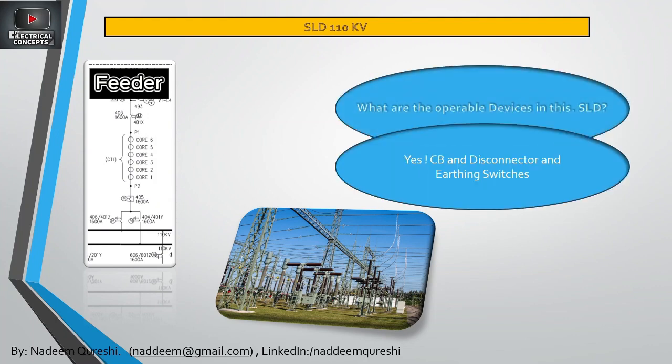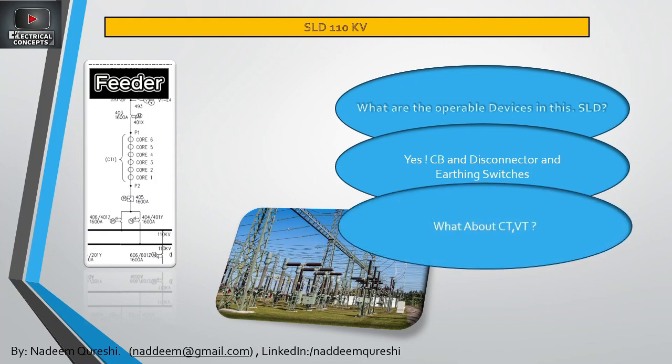Yes, these are circuit breaker, disconnector and earthing switches only. What about CT and VT? These are always connected in most of the cases. These are not operated regularly during the normal operations. They are always connected. So the only operable devices we are considering here are circuit breaker, disconnector and earthing switches.